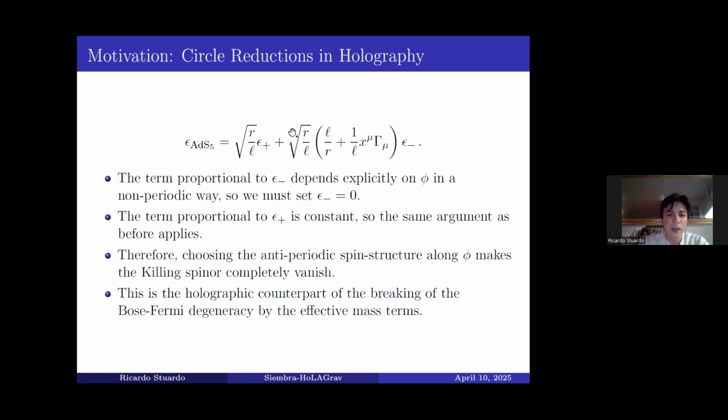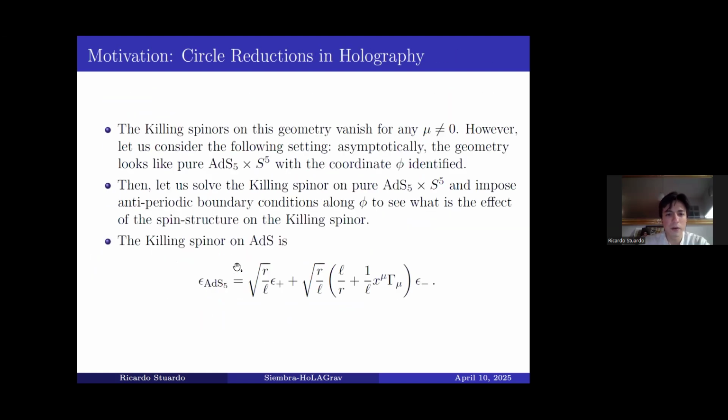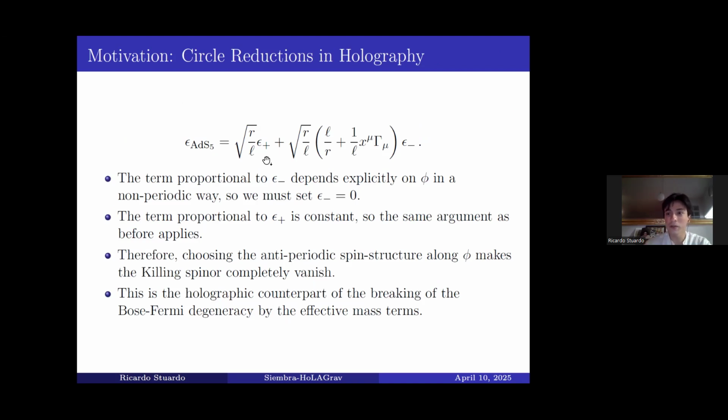I put it again. You see that this first part, proportional to epsilon minus, which is a constant spinor, would depend linearly on phi. And if we want to impose anti-periodic boundary conditions, because it's linear, it doesn't satisfy anti-periodicity. So you have to set epsilon minus equal to 0. The same holds for this other contribution to the spinor. Because it's constant, again, it cannot be anti-periodic. Therefore, choosing anti-periodic boundary conditions also kills the Killing spinor on the gravity side. And this is the counterpart of the breaking of the Bose-Fermi degeneracy in the field theory.